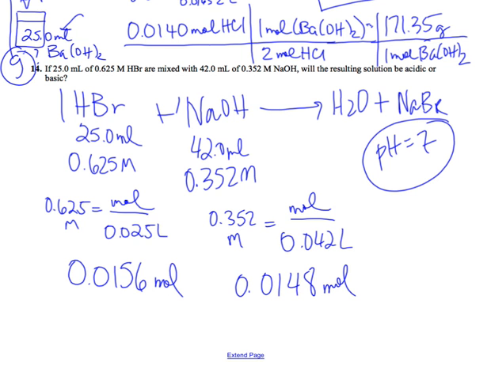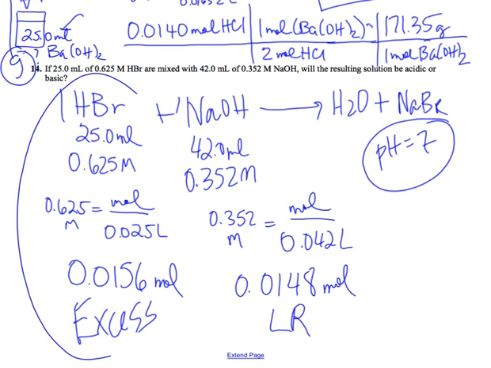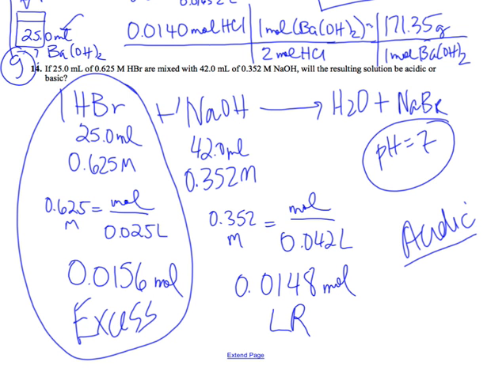Which one's going to run out? The limiting reagent, this one is less moles, right? The limiting reagent is going to run out. This one is in excess. So is our solution acidic or basic? Acidic, because after it's all said and done, we still have H pluses from the HBr floating around making it acidic. That's pretty sexy, isn't it? Oh well, I guess we all have different definitions of sexy.